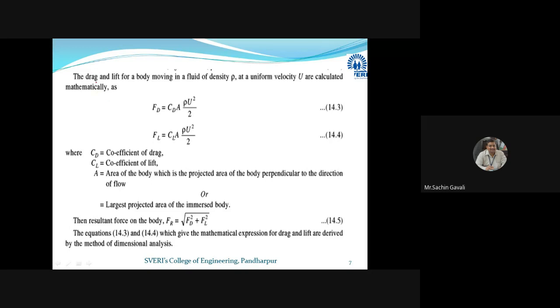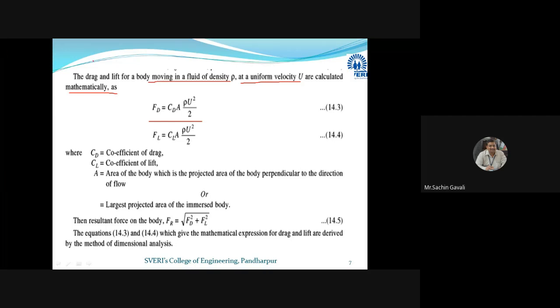The drag and lift force for a body moving in fluid of density rho at a uniform velocity capital U are calculated mathematically as follows. So this is a direct formula. Write it down.